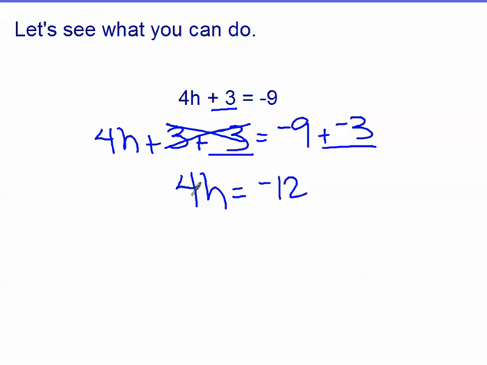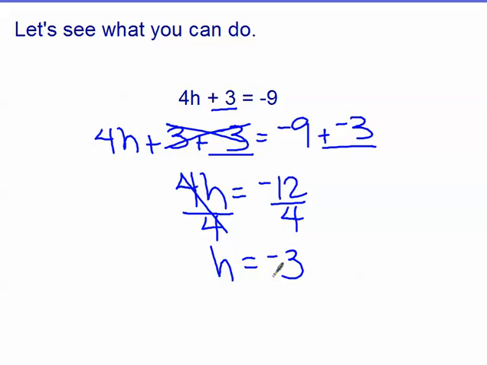So how do I get rid of the multiply by 4? This says 4h's is equal to negative 12. I don't want to know about 4h's. I only want to know about one of them. So we divide by 4, divide the other side by 4, because what you do to one side, you must do to the other. These divide out. You're left with h, or 1h, equals, and then negative 12 divided by 4 gives us negative 3. And that's solving a two-step equation.